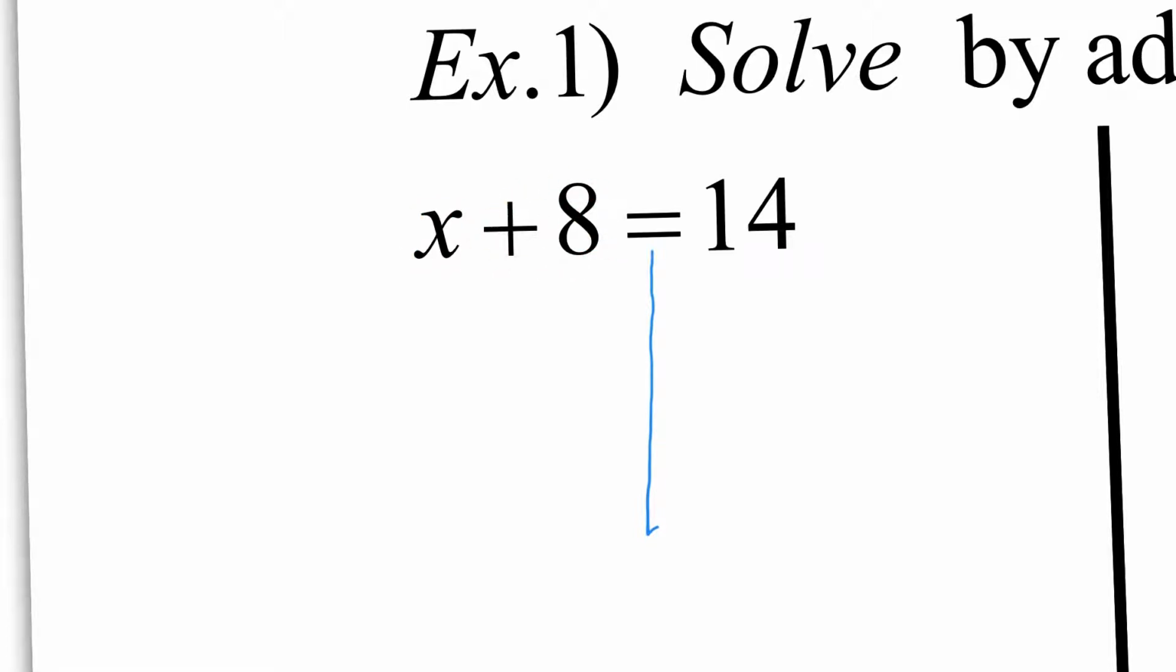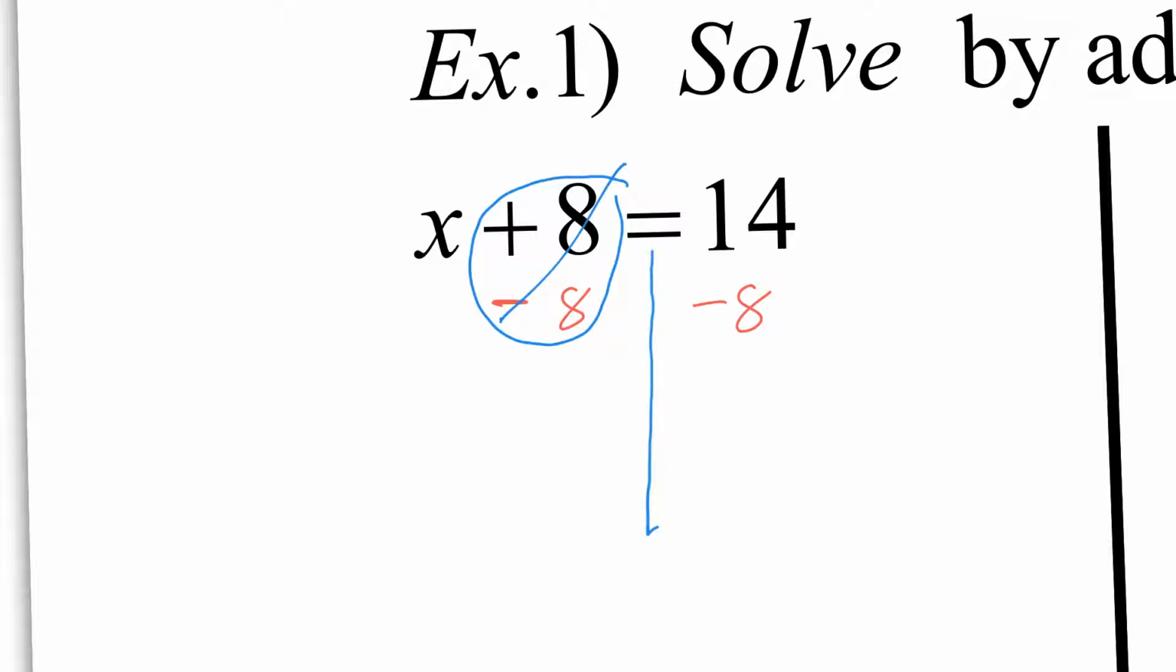So the opposite of plus will be minus. So I'm going to subtract 8, and I'm going to subtract 8 on this side. So when you do that, guys, look what happens with these two numbers here. Positive 8 minus 8 cancels. Then 0. 8 minus 8 is 0.